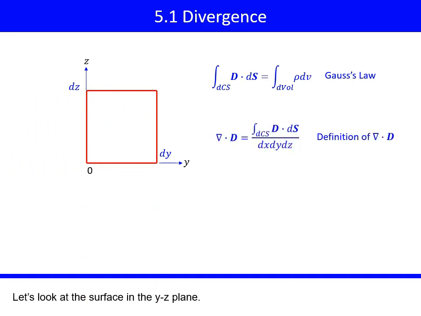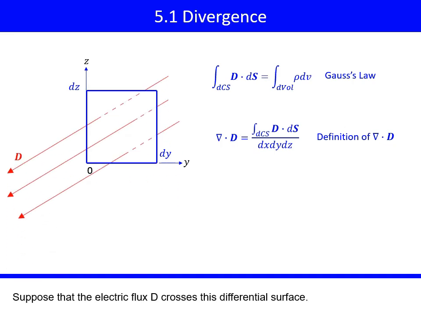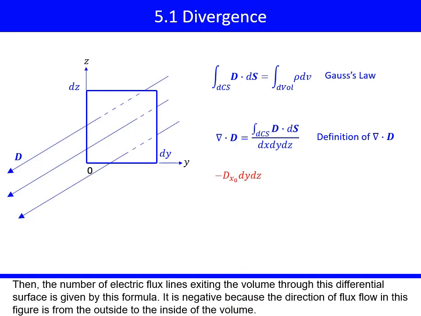Let's look at the surface in the YZ plane. Suppose that the electric flux D crosses this differential surface. Then, the number of electric flux going out from the volume through this differential surface is given by this formula. It is negative, because the direction of flux flow in this figure is from the outside to the inside of the volume.